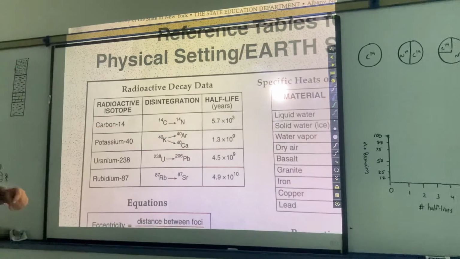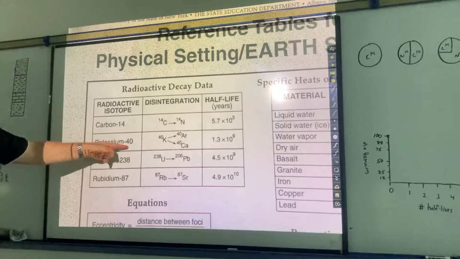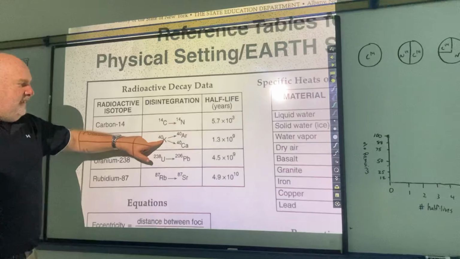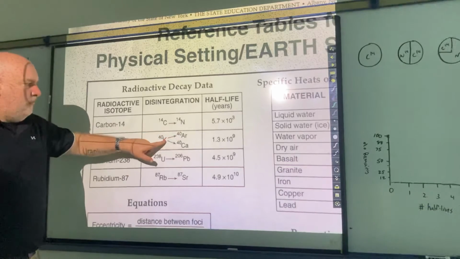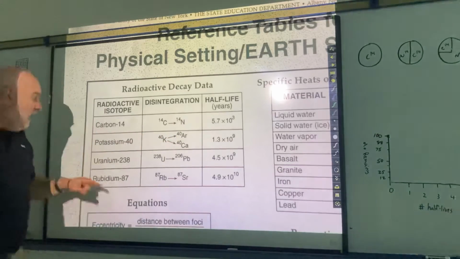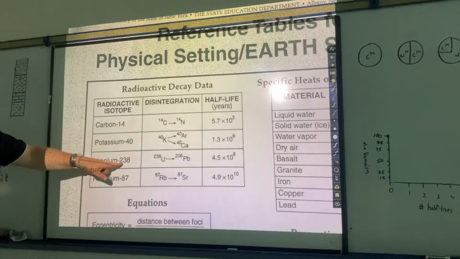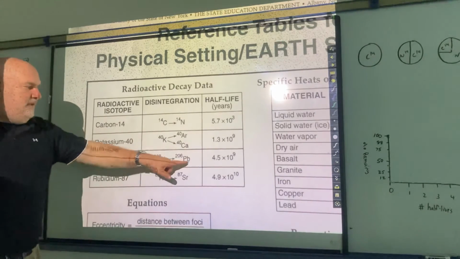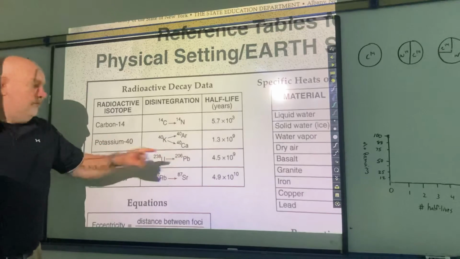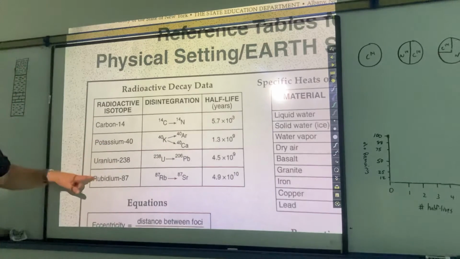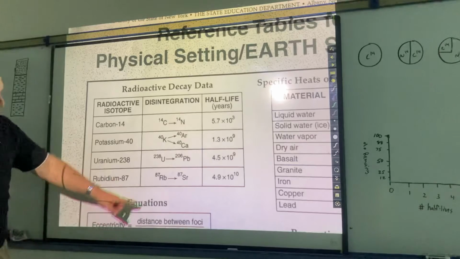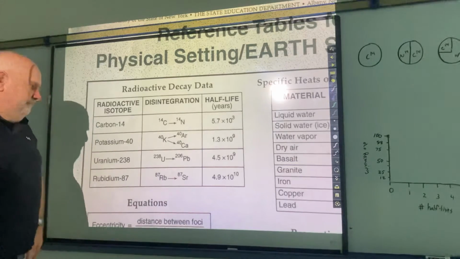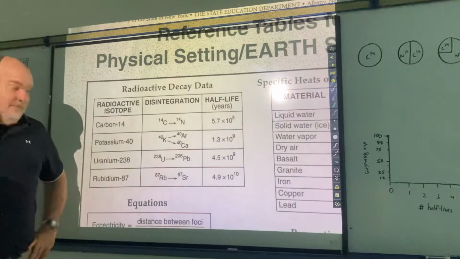Some of the other ones we use in this class, potassium-40, as time goes by, it disintegrates or decays into either argon-40 or calcium-40. Uranium-238, as time goes by, it turns into Pb-206, which is lead-206. And then down here, rubidium-87, or Rb-87, as time goes by, it turns into Sr-87, which is strontium-87.